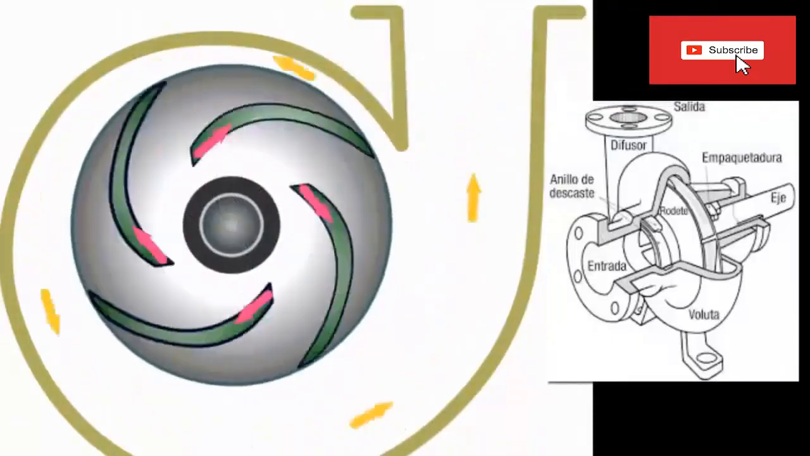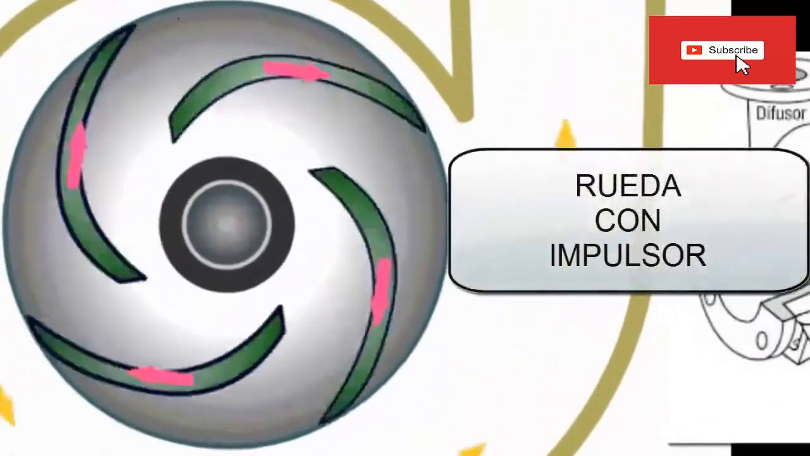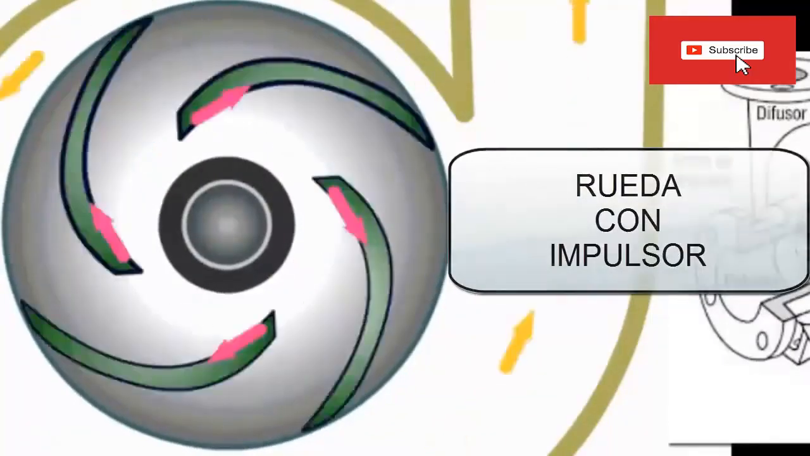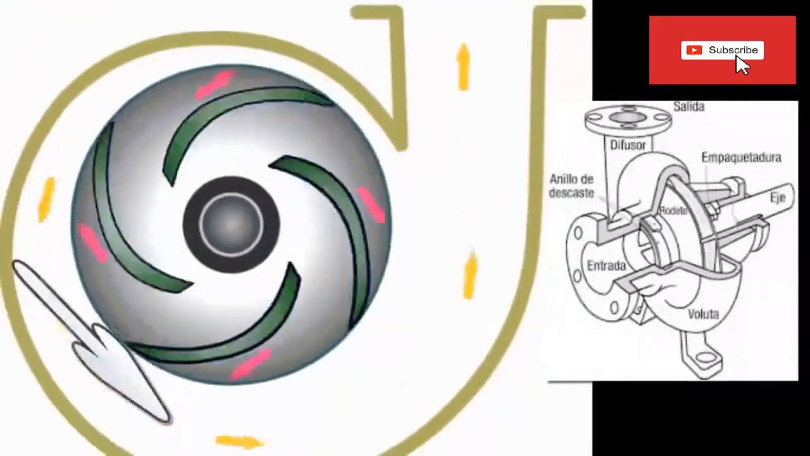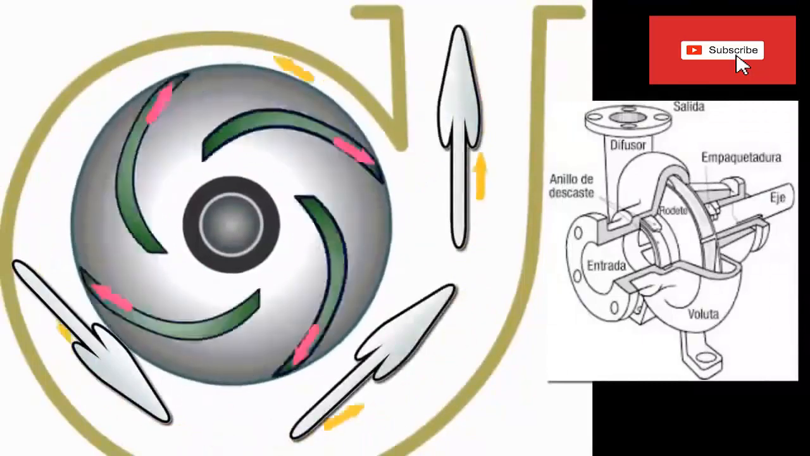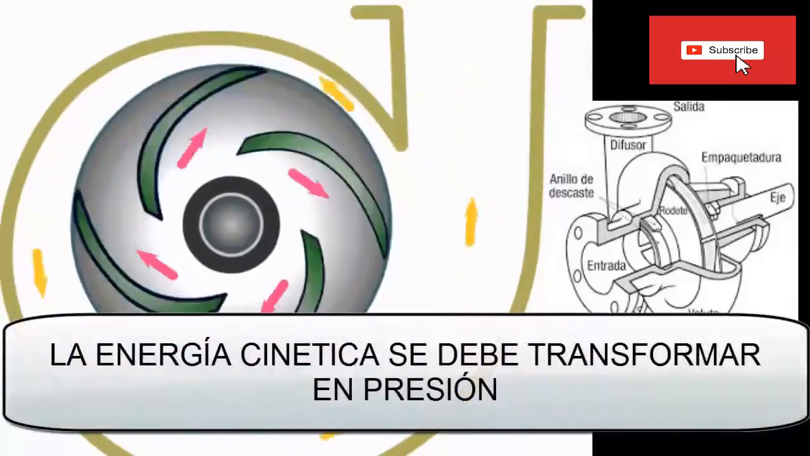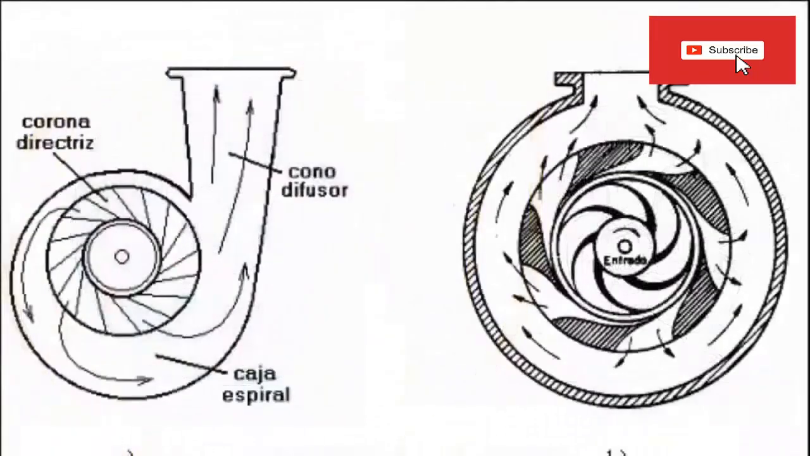Four: In order for the fluid to remain longer in the wheel and to be able to gain higher speed, the impeller has a curved shape. Five: Now the fluid picks up speed. Six: Speed is a form of energy, called kinetic energy. Seven: Since the objective of the pump is to generate pressure, the kinetic energy must be transformed into pressure. Eight: To carry out the transformation of energy, it is required to pass the liquid fluid through a nozzle.